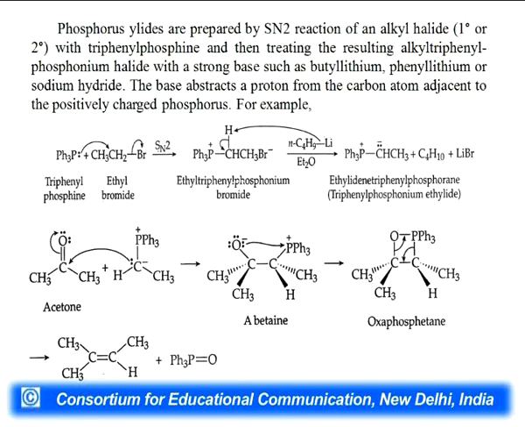In another reaction you can see the reaction with acetone. Again, first of all the betaine will form, then the oxaphosphetane, and the alkene here is formed as 2-methylbut-2-ene.